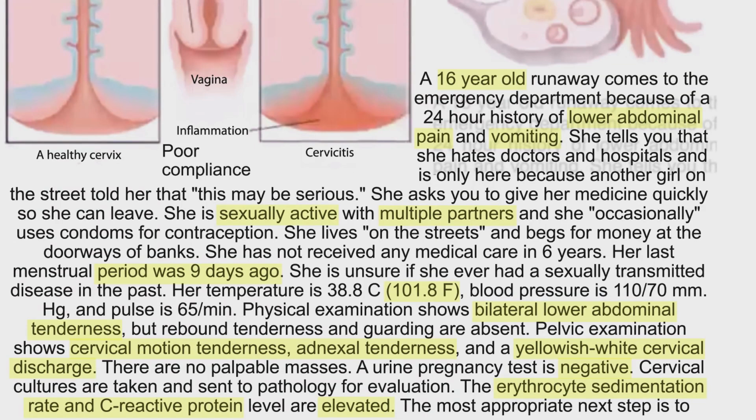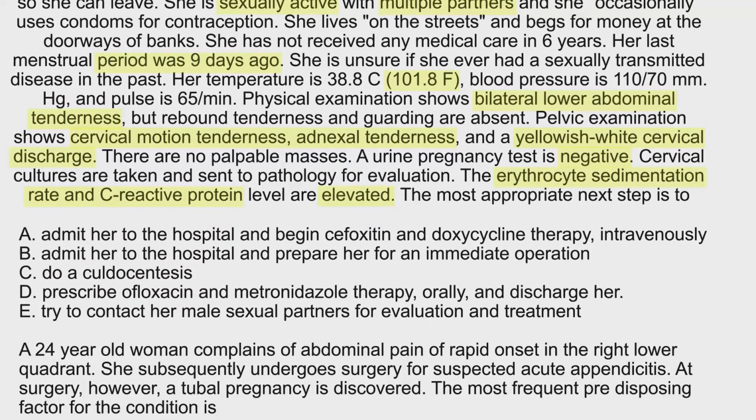She's homeless, and it's probably not likely that she's ever going to follow up or even comply with the medication that is given. So she really needs to be admitted and treated in the hospital with IV antibiotics. And the last one, a 24-year-old woman complains with abdominal pain of rapid onset in the right lower quadrant. She subsequently undergoes surgery for suspected acute appendicitis. At surgery, however, a tubal pregnancy is discovered. The most frequent predisposing factor for this condition is.